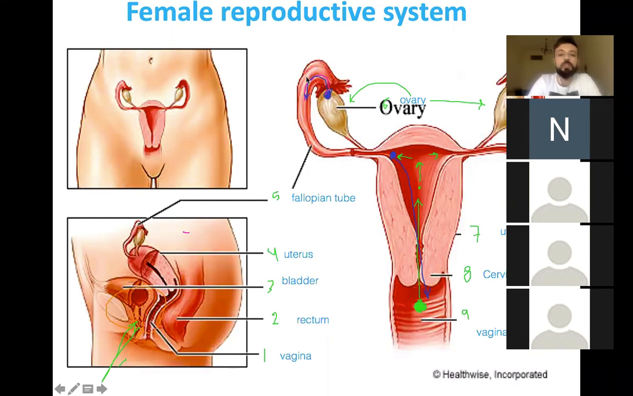The egg is pushed down the fallopian tube by the action of what? Peristalsis. Contractions of smooth muscles. In addition, the fallopian tube is covered with cilia, and the cilia propel in order to push the egg all the way down the fallopian tube. Are you getting what I'm saying?